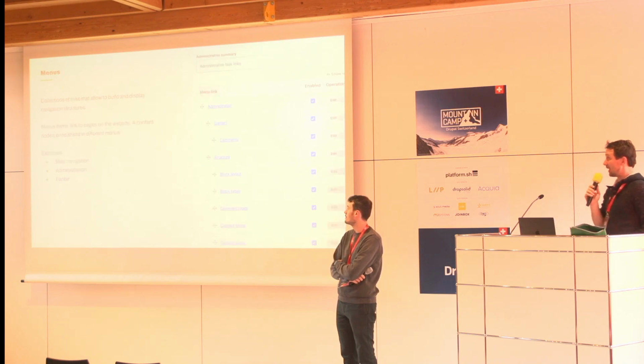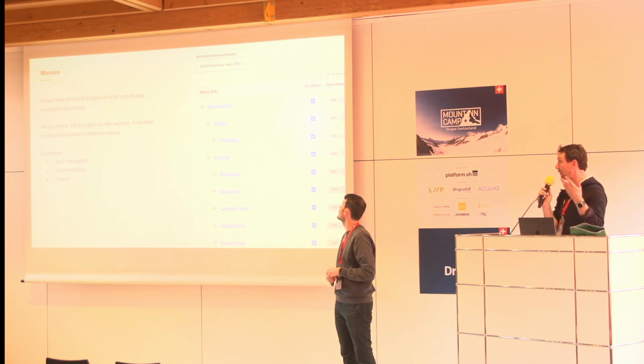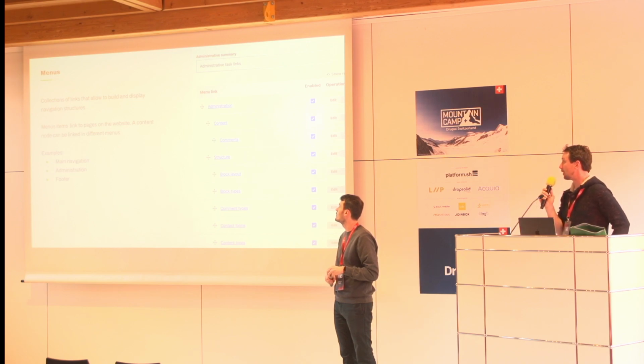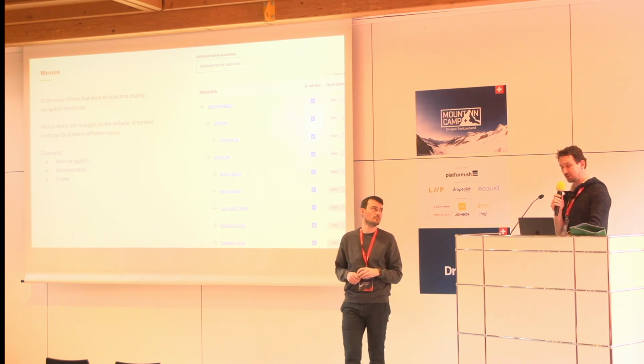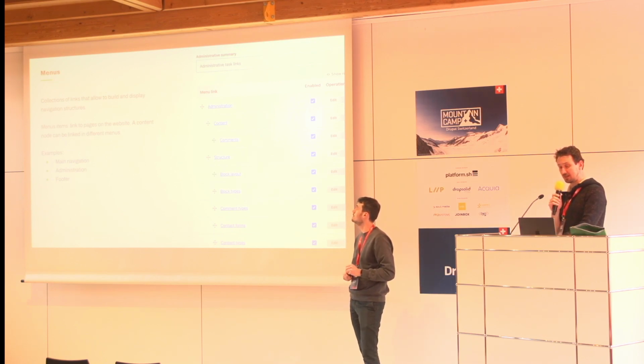So this is the menus. You can have different menus, and they allow you to, for example, create that hierarchy that I've mentioned. Examples of a menu would be the main navigation, also the backend administration, or the footer. And with those menus, you can put in individual links in order to structure the content and allow the end user to navigate.